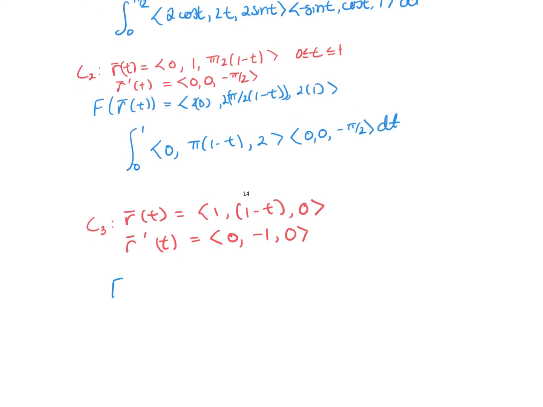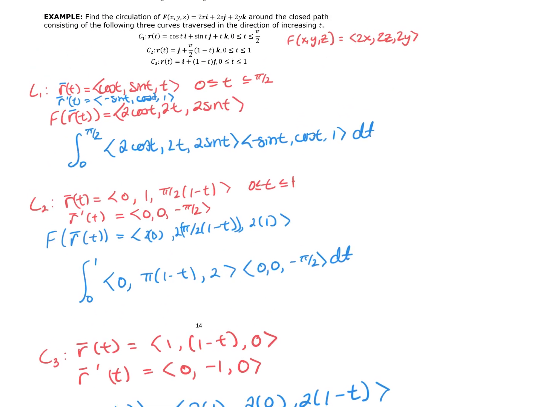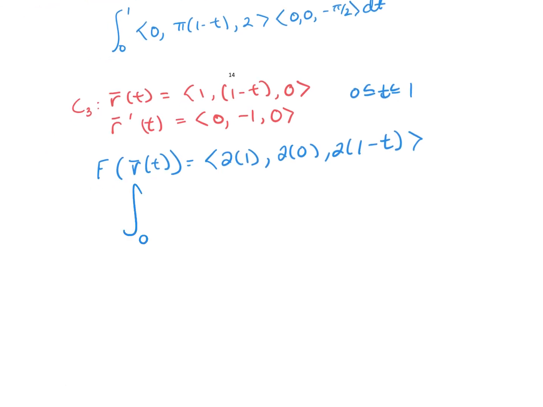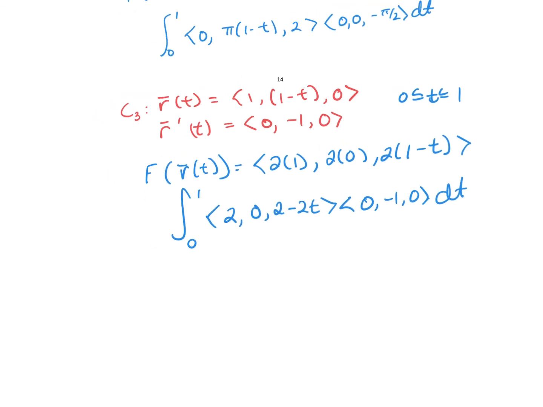My F of r of t is going to be 2 multiplied by my x, which is 1, 2 multiplied by my z, which is 0, and then 2 multiplied by my y, which is 1 minus t. This t is going to go between 0 and 1 as well. So this integration is going to go from 0 to 1 of 2, 0, 2 minus 2t, dotted with 0, negative 1, and 0, dt.